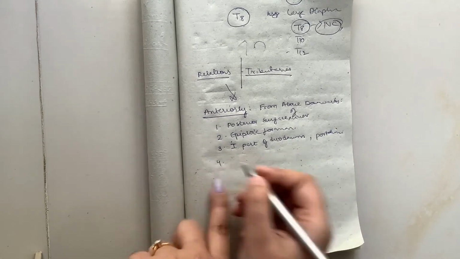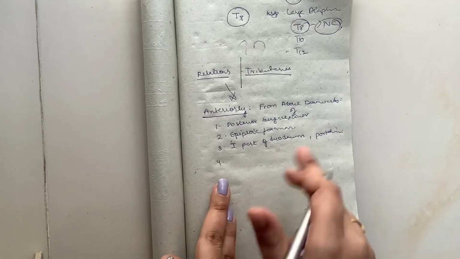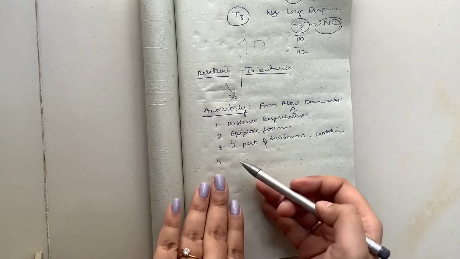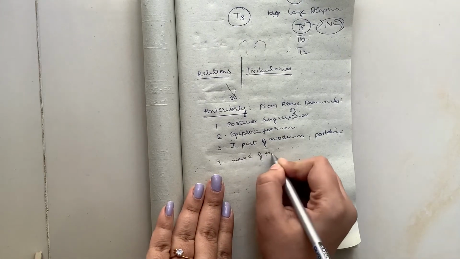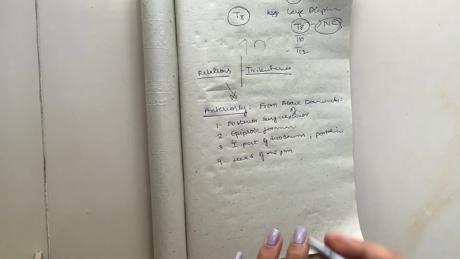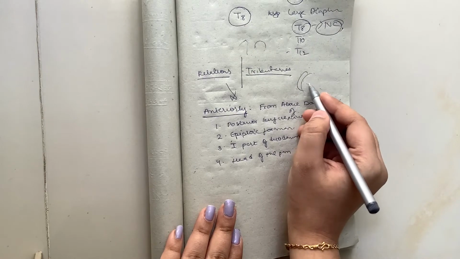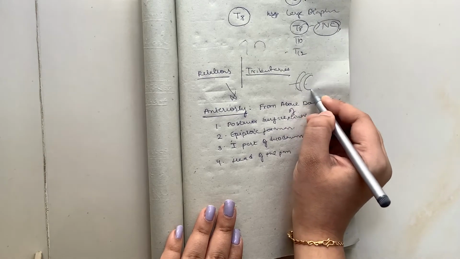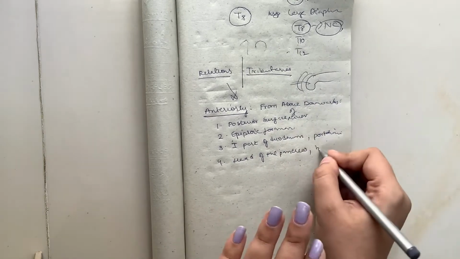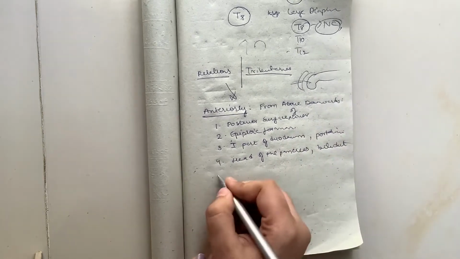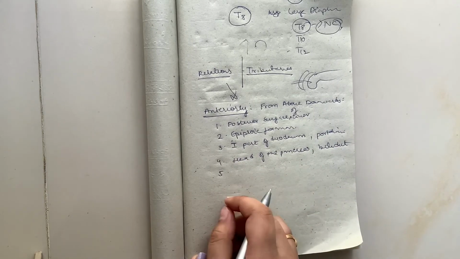Then comes the second part of the duodenum. It is not directly related to the second part of the duodenum, but it is related to the head of the pancreas. We all know that in the concavity of the second part of the duodenum, the head of the pancreas is lodged. So you can remember the head of the pancreas, and here we also have the bile duct.